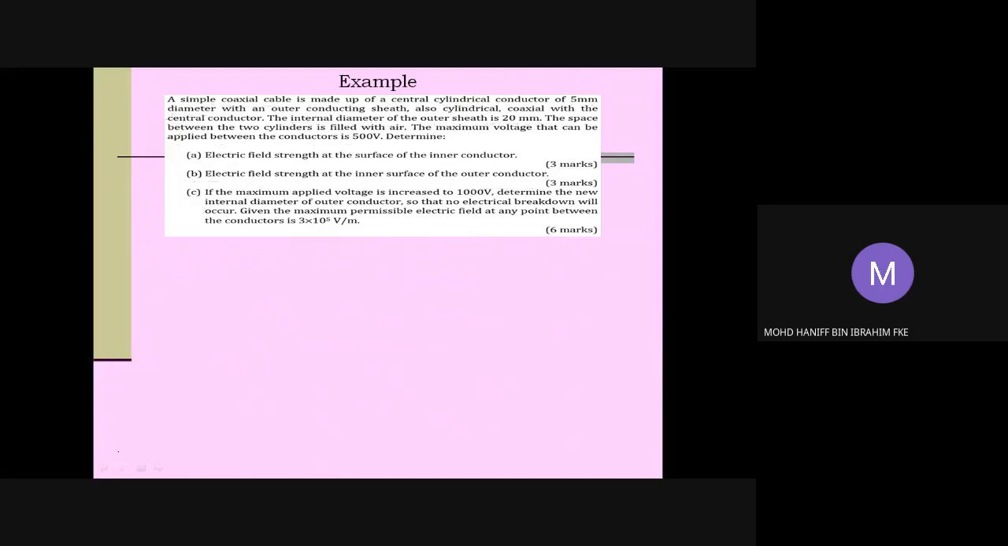All right. So erase all in this slide. Okay, we proceed with this part C. Now it is said that the maximum applied voltage has been increased to 1000 volt. Previously it's 500. Now we change it to 1000 volt.